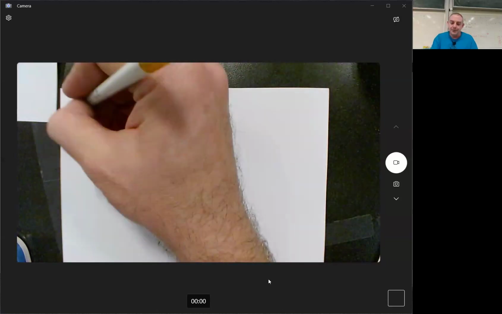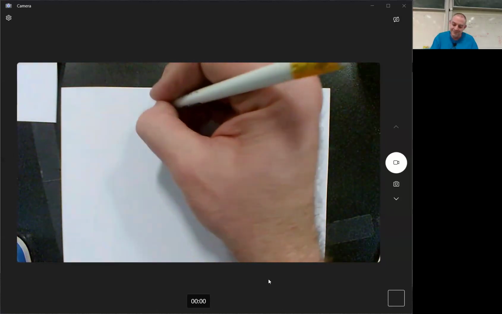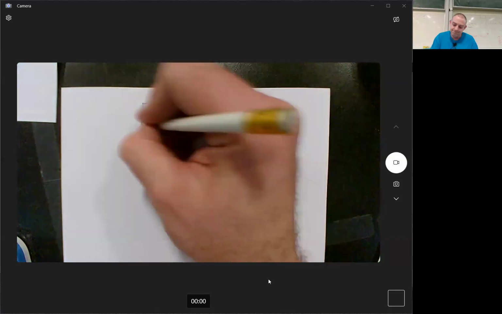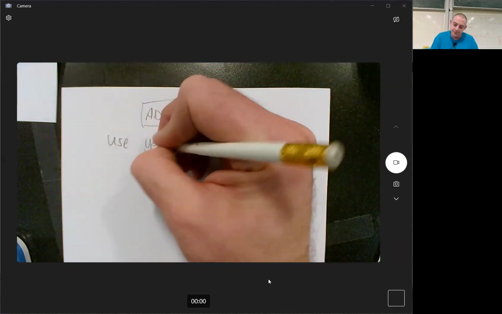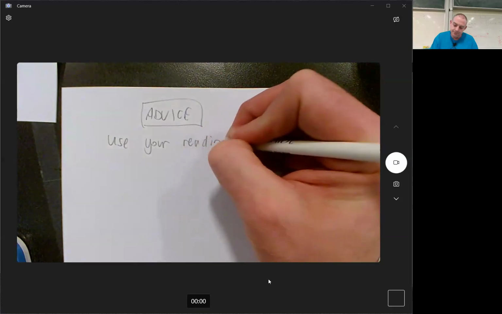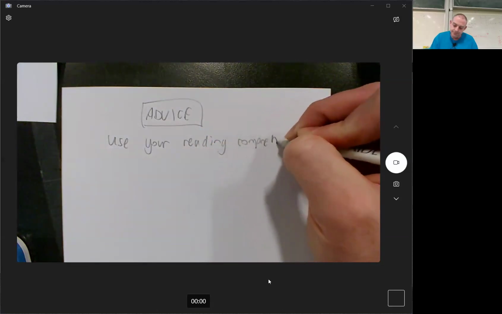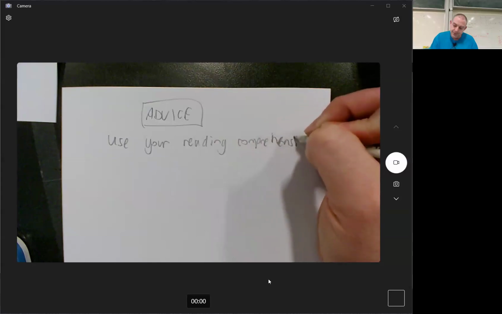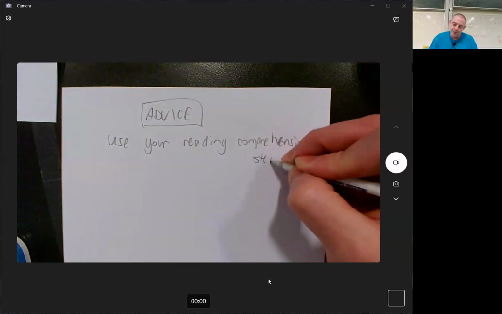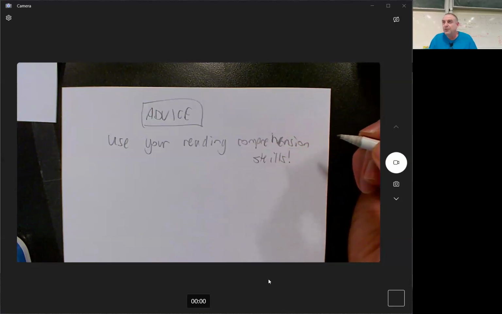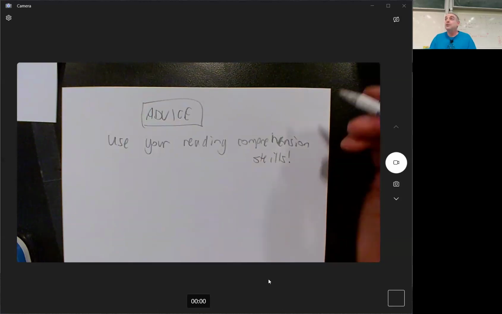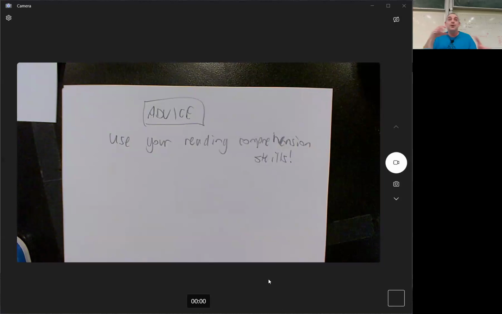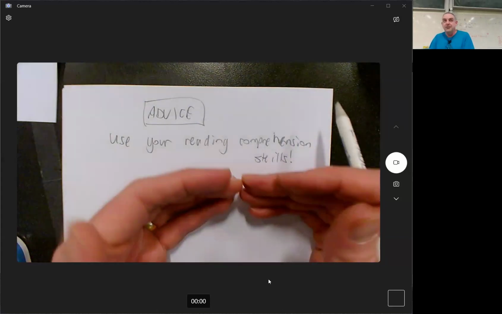So just advice. Use your reading comprehension skills. Don't turn them off. They're there. And the maths ones, make sure that each terminology that's mentioned in the question, you go and find where it's mentioned in the instructions of what to do, that go find where it is in the text.